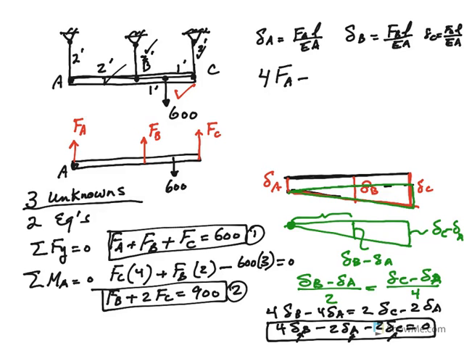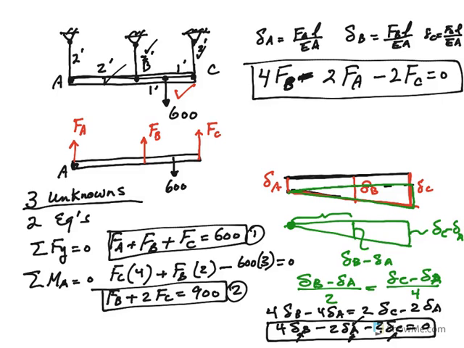So when you plug in for delta B, delta A, and delta C, actually you end up getting 4FB minus 2FA minus 2FC equals 0. I'm getting too excited, I guess. And this would be your third equation. So 3 equations, 3 unknowns, 1, 2, 3. Solve it any way you like. No big deal, guys. You could probably use substitution here.